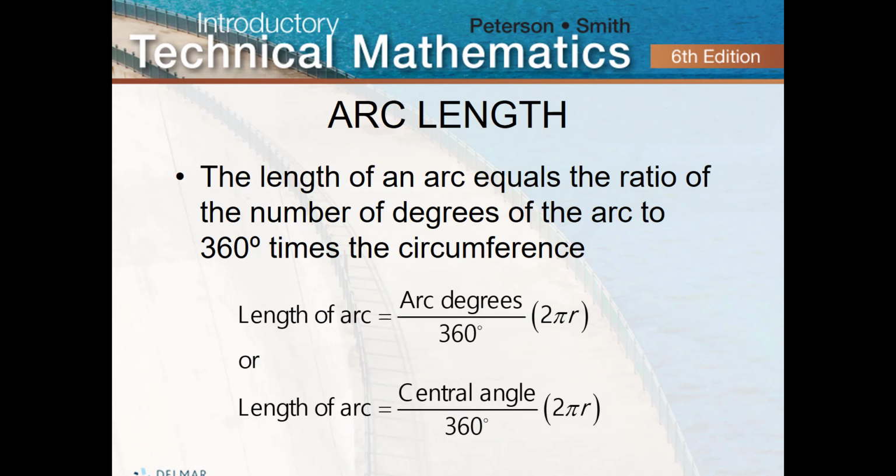Right. Then we have the length of an arc equal to the ratio of the number of degrees of the arc to 360 degrees times its circumference. All right. So if we know the arc degrees, we divide that by 360 and multiply by 2 pi r. And if we know the central angle, divide that by 360 and multiply it by 2 pi r. And where do we know 2 pi r? It's the circumference of a circle. Yes. Well done. Good job.